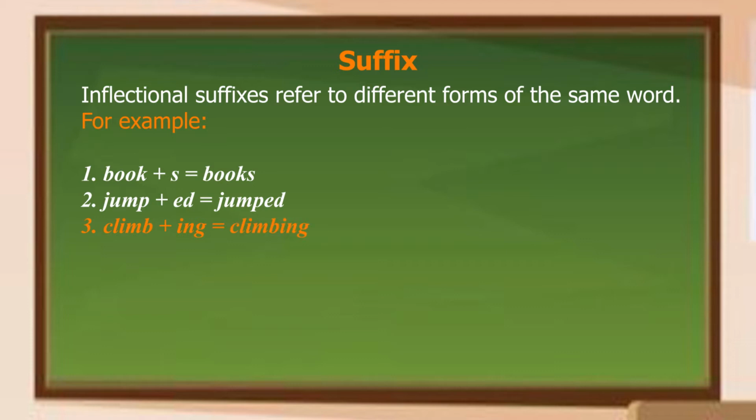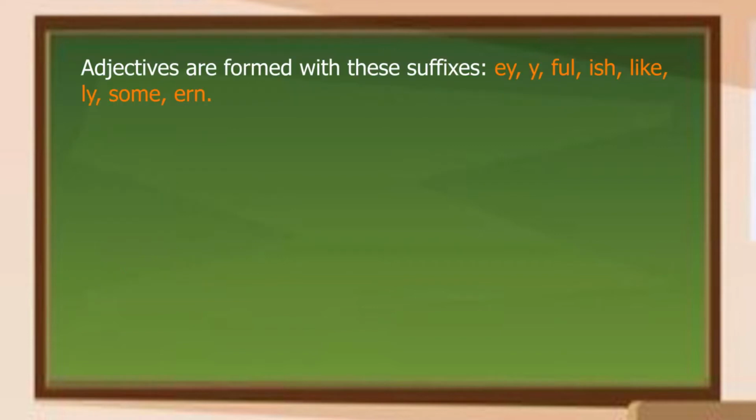Climbing. Very good. Let's look at the root word fast. When we add the suffix er, what do we have? Faster. And let's look at the root word fast again. When we add the suffix est, what do we have? Fastest. Very good. Now, adjectives are formed with these suffixes.